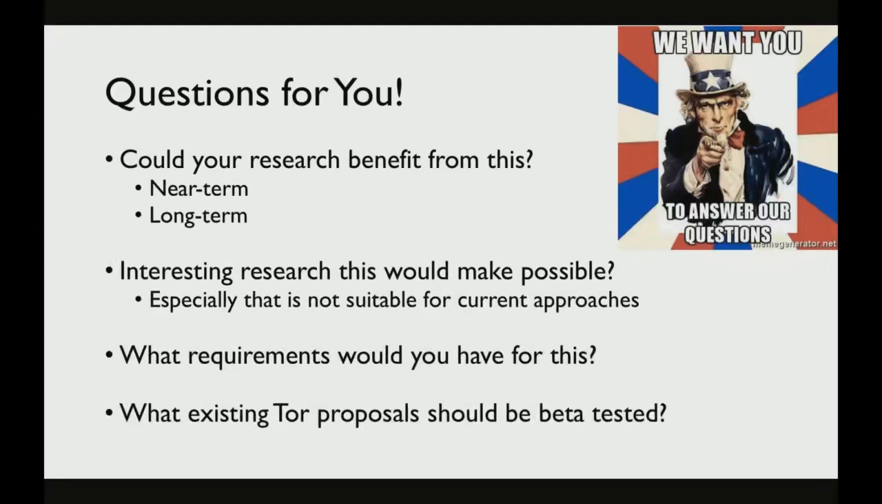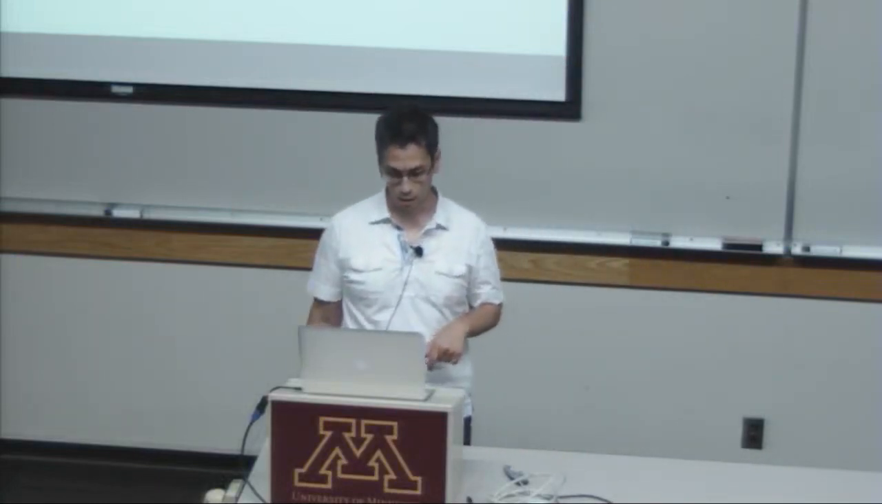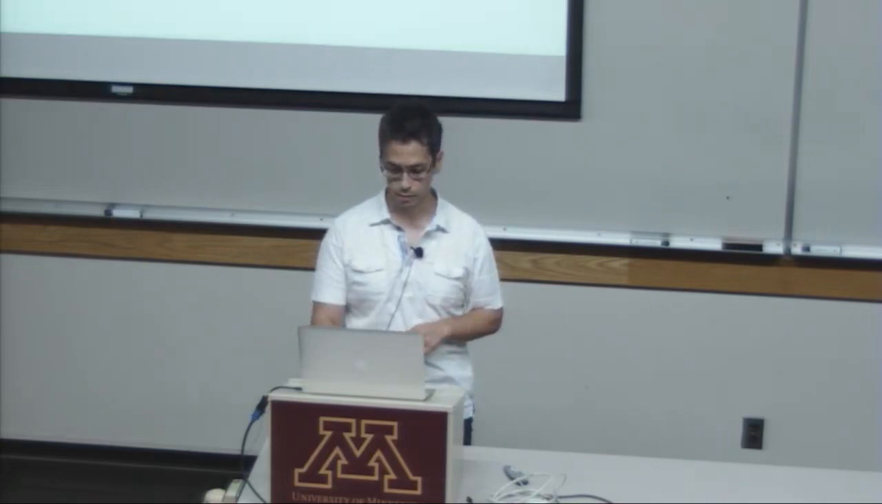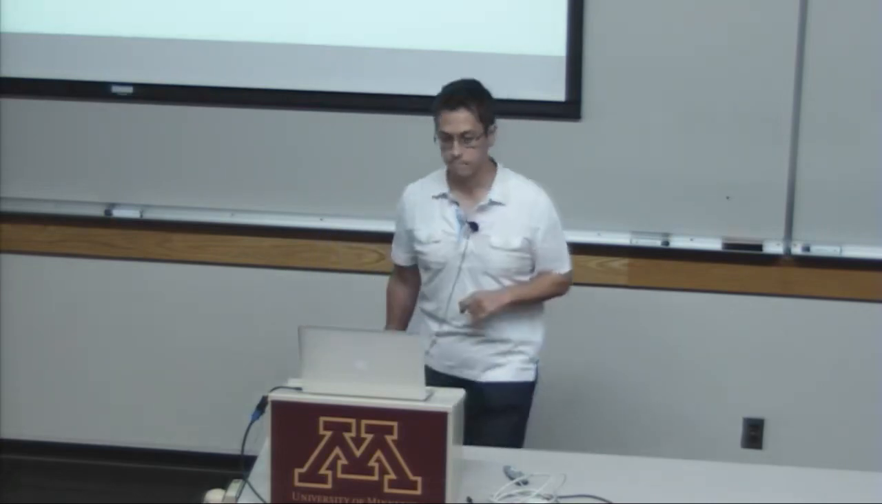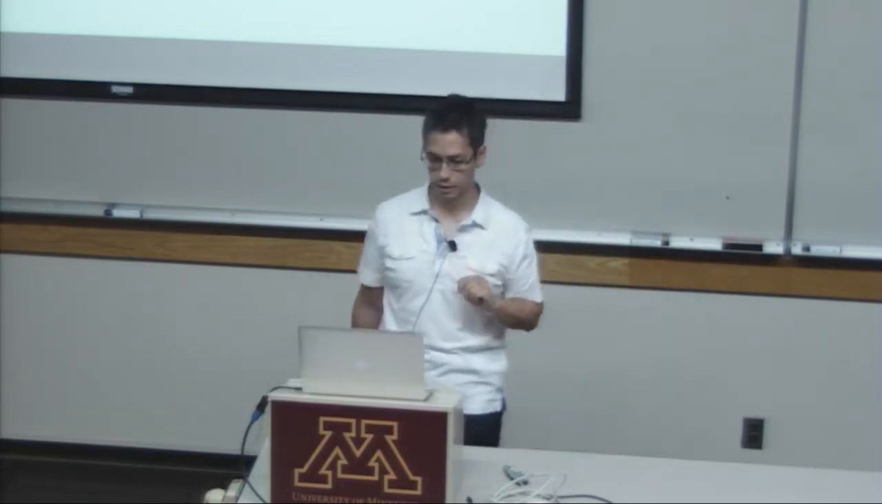And then also, if you're thinking about, well, there's this thing that was published like seven years ago, and it's still a really good idea, and it's not in Tor today. Probably the reason it's not in Tor today is because we can't do a really good test of it that would convince everybody that it's not just good, but also stable in the network. So what existing Tor proposals do you think should be beta tested so that they could actually have a good chance to be deployed? I'll have you tell me about those in a minute, so be thinking about them.